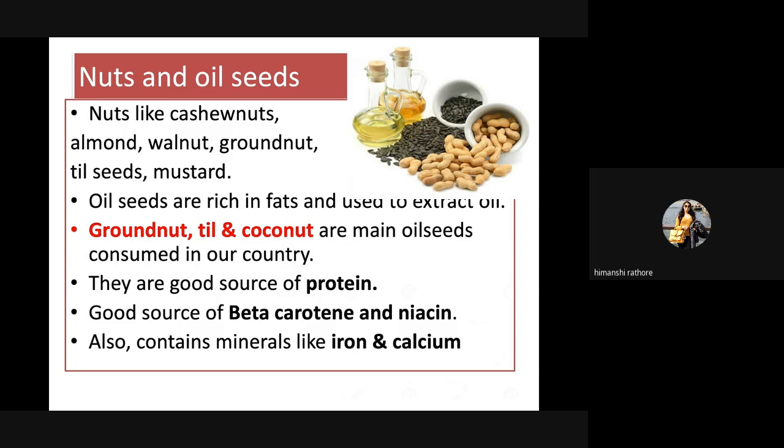In the Indian kitchen, basically, we use mustard oil, and coconut oil is also used in our cooking. Almond oil is not used in our cooking, but these two oils are used in our kitchens. They are a good source of protein again, and they provide us energy. And they are a good source of beta carotene and niacin.